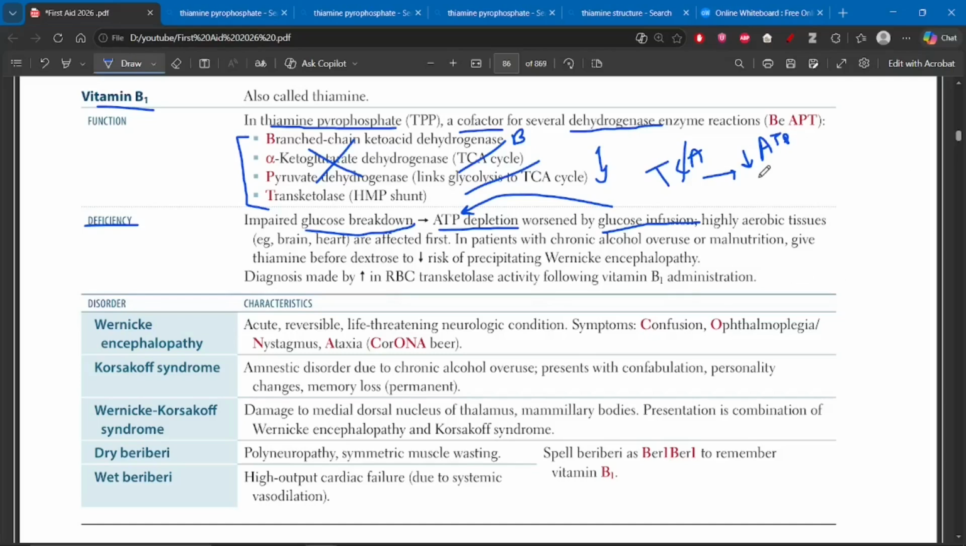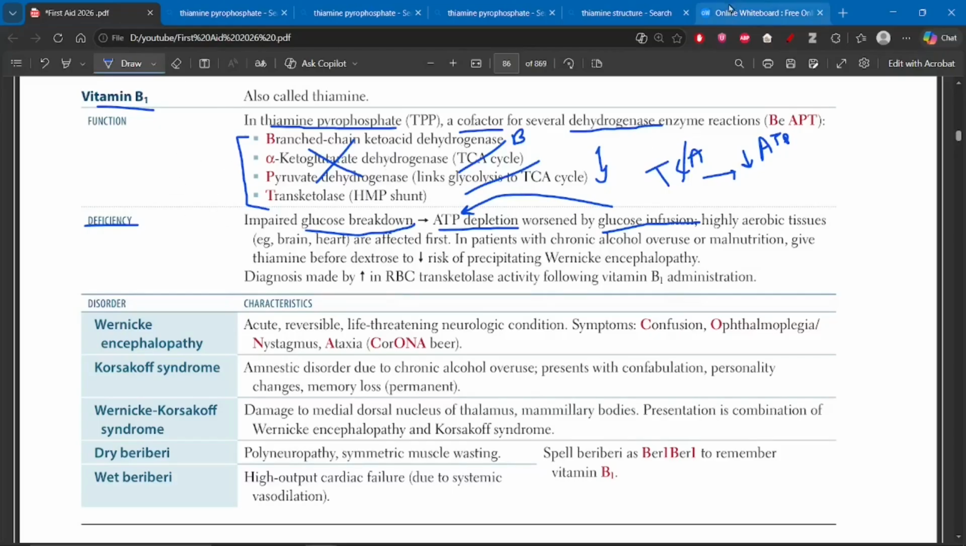But what happens is that, of course, however much glucose you give to the patient, when the enzyme is not working, it's not going to give you ATPs. The ATPs are not going to form. And this would in turn be worsened because the more and more glucose that you give to the patient, the more and more substrate is going to accumulate.